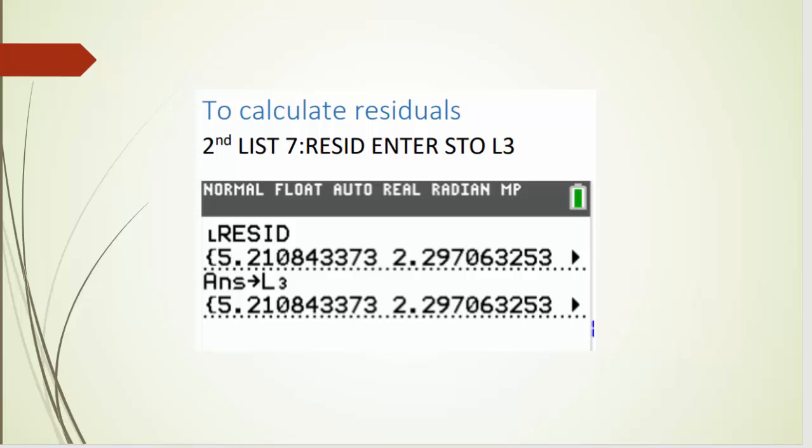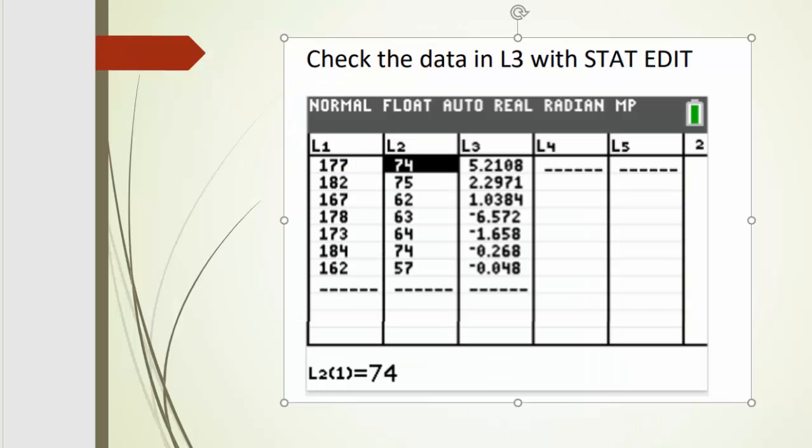At this point, second function list, you should see number 7 resid. Press enter on that and then store, STO, near the bottom left of most calculators, and then put it into L3. So that'll be second function L3. Enter, and you will see a display like this. Now this is just a long list of the residuals, not very readable at all. You should want to check that the data is in L3 as you thought it is, as you can see on my screen here.